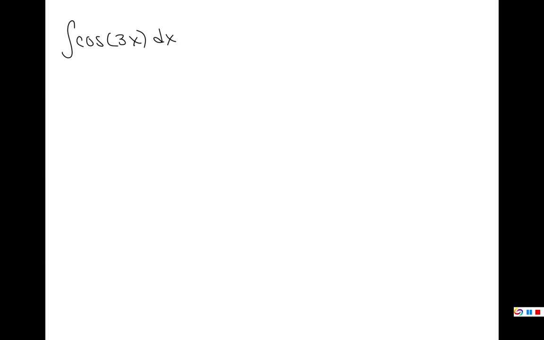And so let's just take a look at some examples. So we are going to start by finding the antiderivative of cosine of 3x. And I'm going to explain the method of substitution just through this example. So step 1, we are going to choose part of the integrand, so part of the thing inside the integral, to be our u.